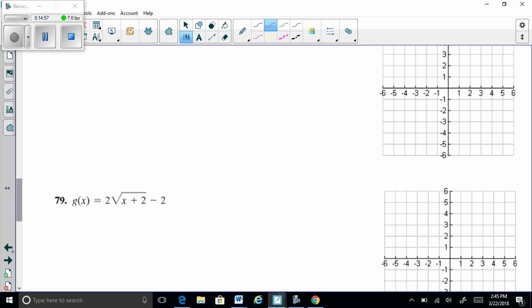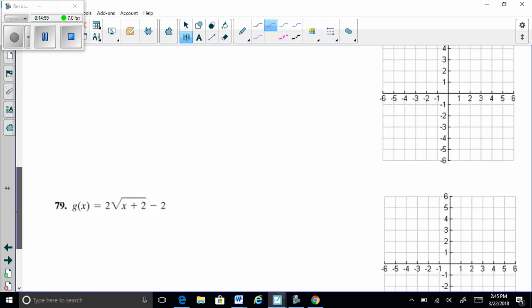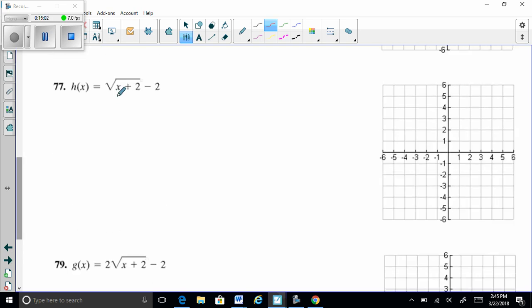Let's see, 77. Oh, we got two more. Okay. So on this one, I'm going to go left 2 and down 2. So once again, start with those points and just follow your directions. Left 2, down 2. Left 2, down 2. Left 2, down 2. And there we go. There's that one.